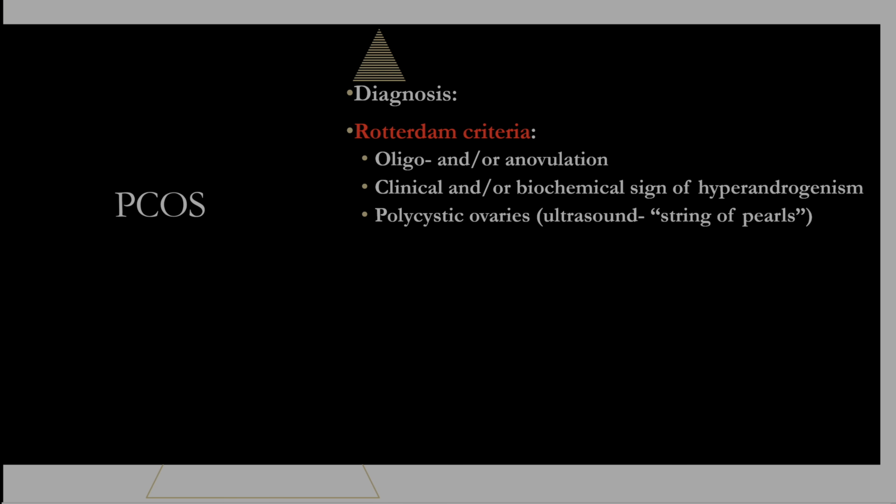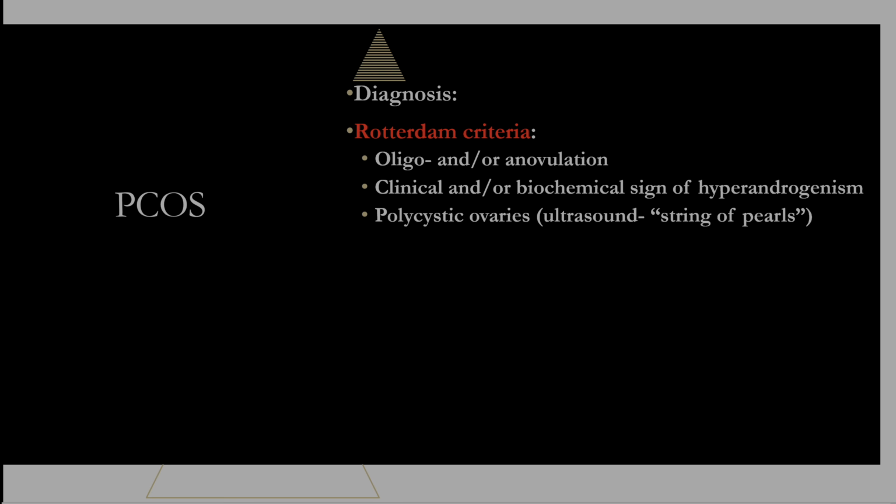All right, so that's the Rotterdam criteria. That's what you need to know: irregular ovulation, hyperandrogenism, and polycystic ovaries on ultrasound. You need 2 out of 3, meaning if you have a patient with irregular menses and hyperandrogenic symptoms, you don't even need an ultrasound to diagnose.